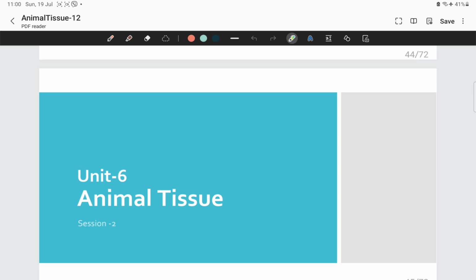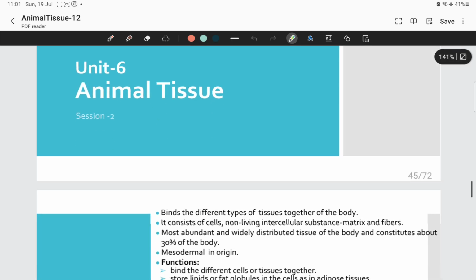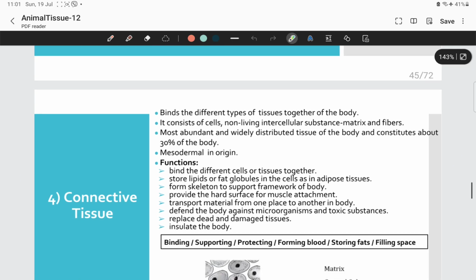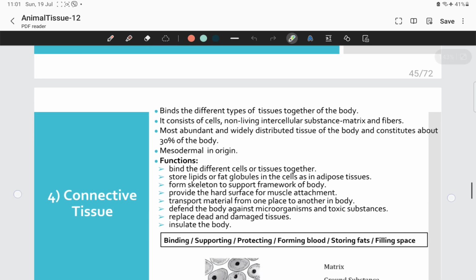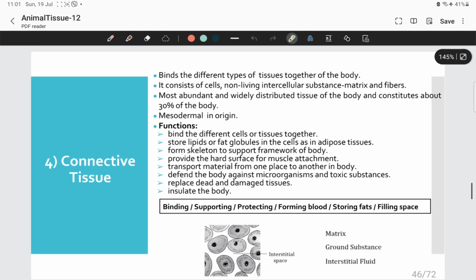In the previous session, we discussed different types of animal tissue. In total, there are four different animal tissues. The first one we discussed is epithelial tissue, then muscular tissue, then nervous tissue. Now, in this session, we'll be discussing the fourth animal tissue, known as connective tissue.